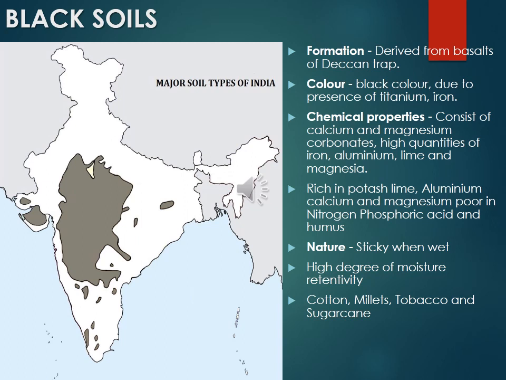Then black soil. Formation: how was it formed? It was derived from the basalt of the Deccan Trap. Basalt is a type of igneous rock. So black soil is mostly found in the Deccan region.